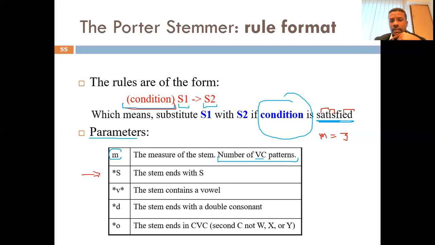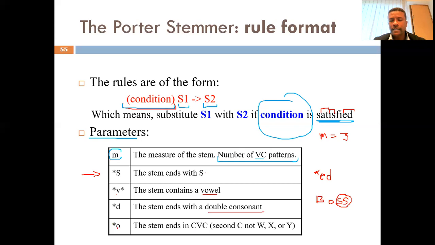And the other parameter is asterisk S. It means the stem ends with S ማለት ነው። ለምሳሌ እንዲህ ላረግ እችላለሁ። Let's say እንደዚህ አልኩ ማለት ነው። The stem that ends with ED ማለት ነው። This is the second one. This one means the stem contains a vowel. Okay? This one means the stem ends with a double consonant. ለምሳሌ መጨረሻ ላይ እንደዚህ ብዬ ብጽፍ ማለት ነው። If you have words like boss, ይሄኛው አሁን it is true because as you can see it ends with double S.